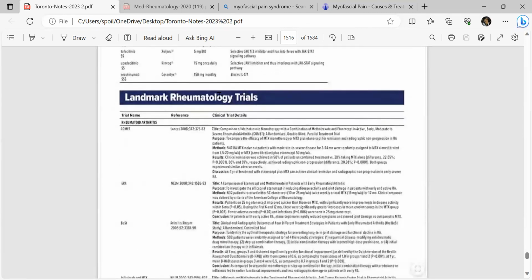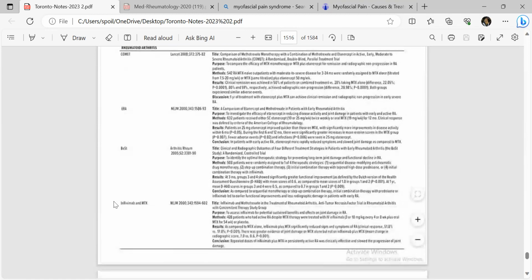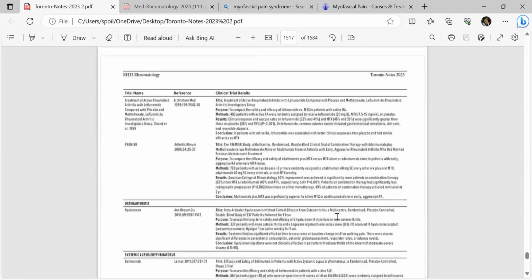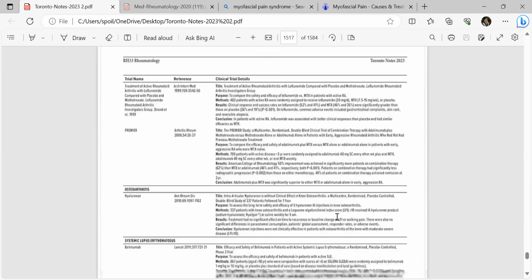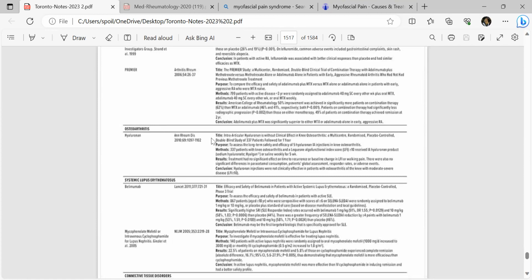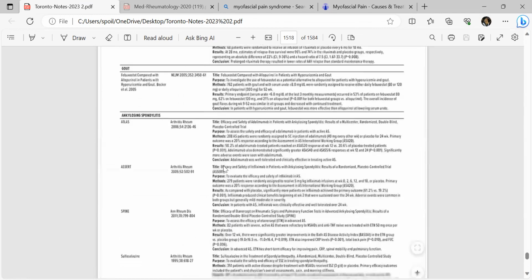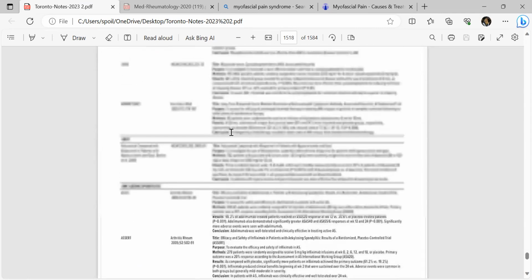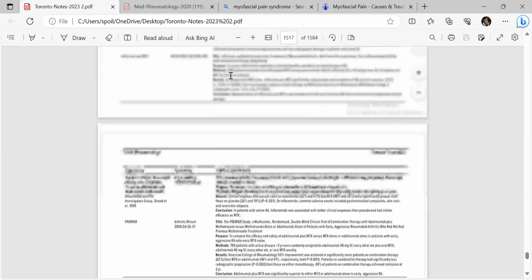Yes, and then landmark rheumatological trials, comment, purpose, infliximab, this purpose to assess infliximab. Okay, I don't think so. This one is very much important. Hyaluronic, this purpose, but that's not. This is nothing. And in the end, there are references. So this is also what we are not going to do.